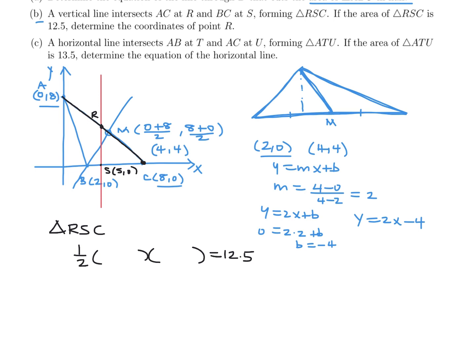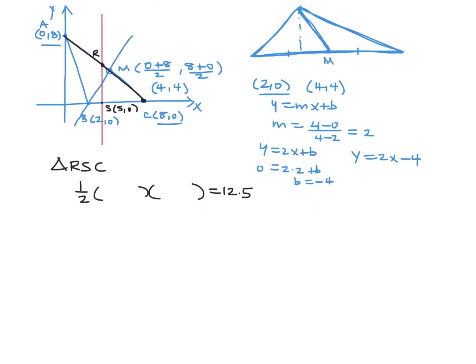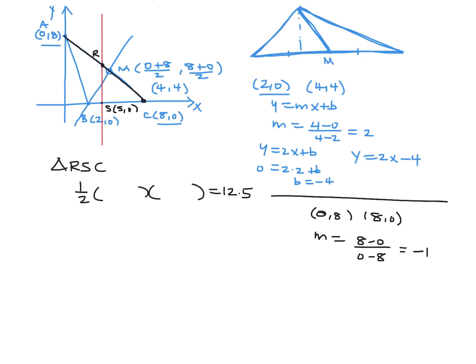All right, and I think once I do that, it should be able to move forward with this question. So let's do that here. Let's move this up a little bit. So the equation from R to C, that's (0, 8) and (8, 0). So the slope is going to be (8 minus 0) over (0 minus 8), which is -1. And therefore, y is equal to -1x plus b. Substitute one of those points, and when you do, you get b equal to 8. So the equation of line AC is y is equal to minus x plus 8.